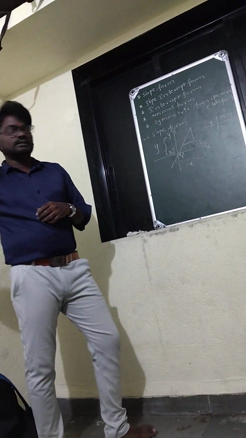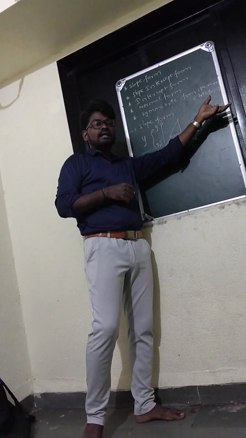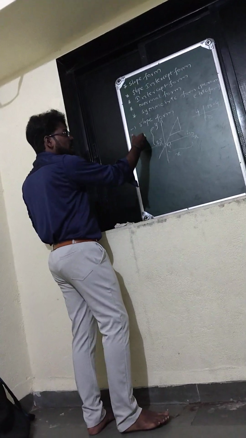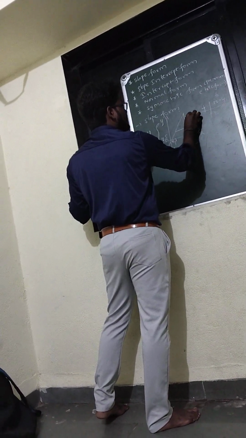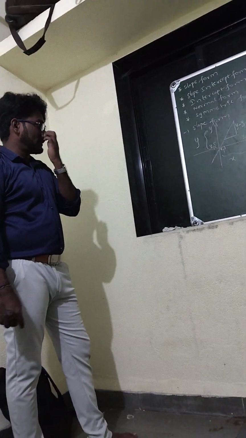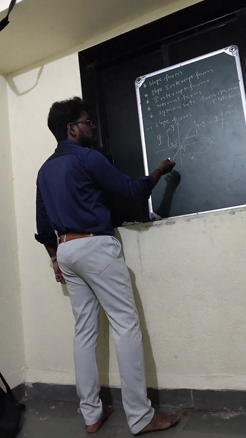Total distance is 10, some distance is 4. How to calculate this? 10 minus 4 equals 6. And at the same time, here 10 equals y, total distance is y, and some distance is y1, so the remaining distance is y minus y1.